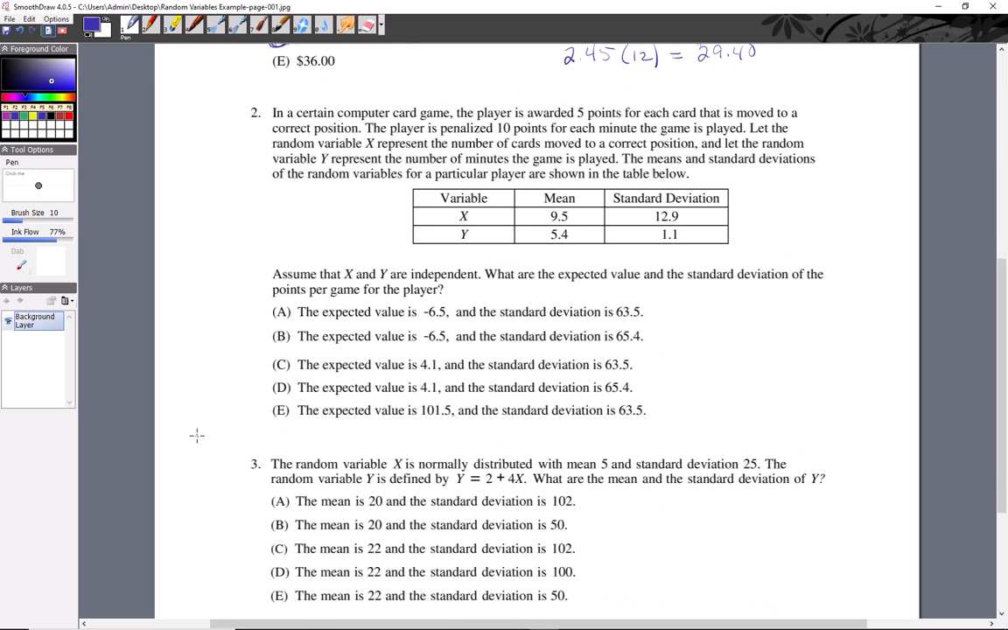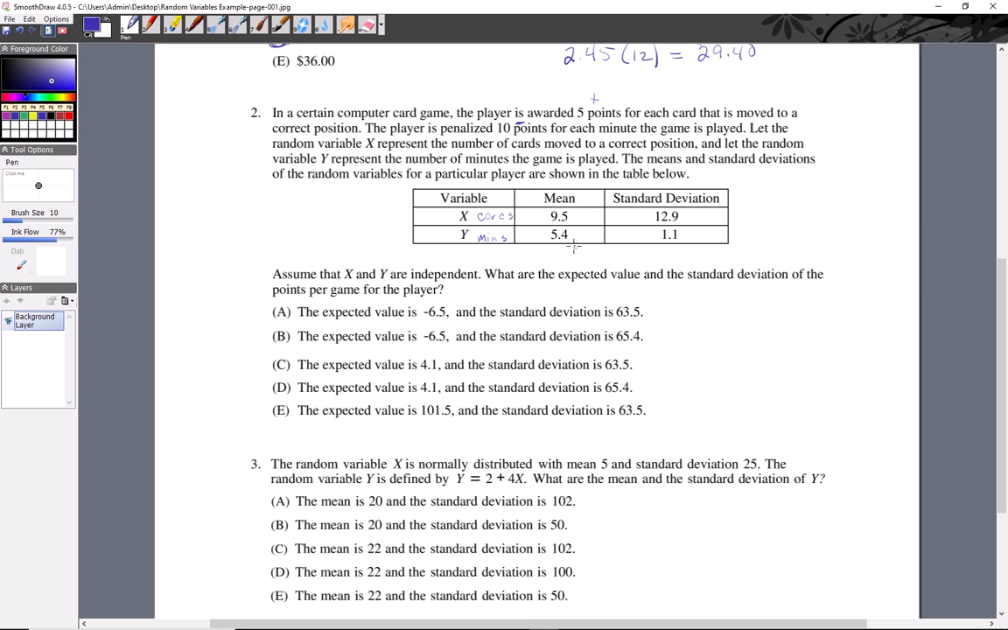All right, in a certain card game, the player is awarded 5 points, so that's an award, an additional amount, a good amount, for each card that is moved to a correct position. A player is penalized, and that's a deduction, so we'll make that kind of like a minus, 10 points for each minute the game is played. Let the random variable X represent the number of cards moved to the correct position, and let the random variable Y represent the number of minutes the game is played. So that'll be minutes.